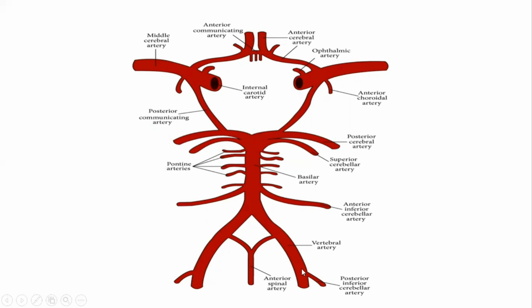Then we have the PICA, the posterior inferior cerebellar artery, which supplies the cerebellum. We have already discussed which part of the cerebellum it supplies. If you haven't watched that video, make sure to watch it, covering the different features of the cerebellum and its blood supply. Also there are meningeal branches, which are very small and we cannot see from this picture, and the medullary branches.